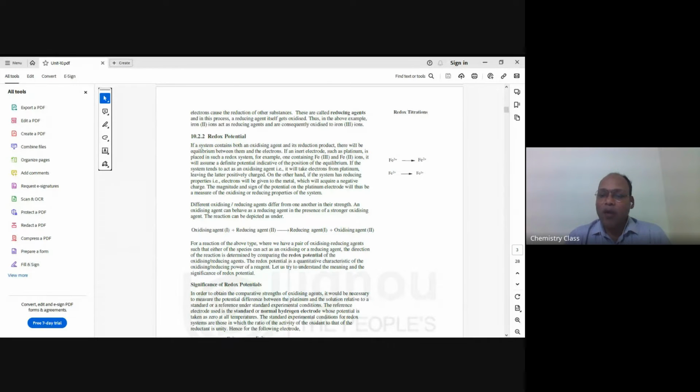Potential means how can I achieve my goal. That is the main thing. So potential means iron is more stable in this case and less stable in this case. So that's why it gives one electron and tries to be more stable. That is the redox potential in this case. Okay, now we'll come to the next point.